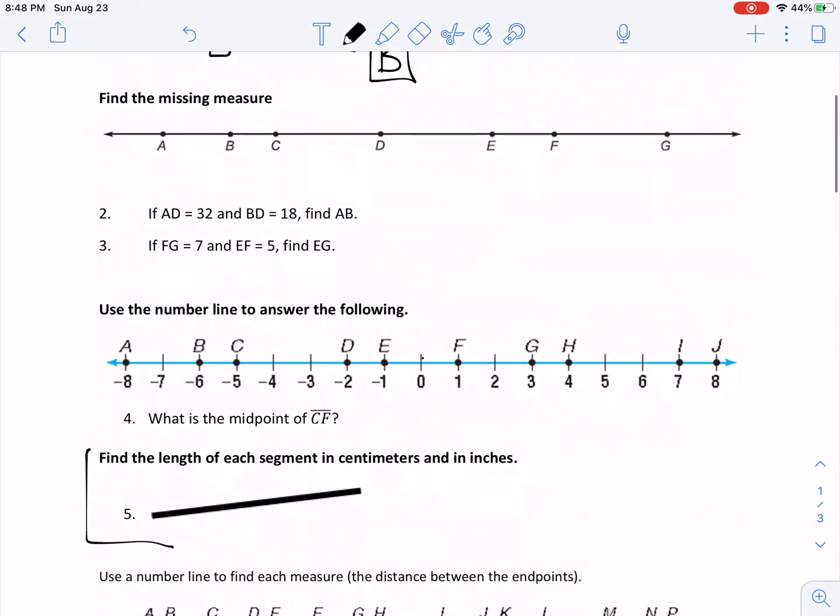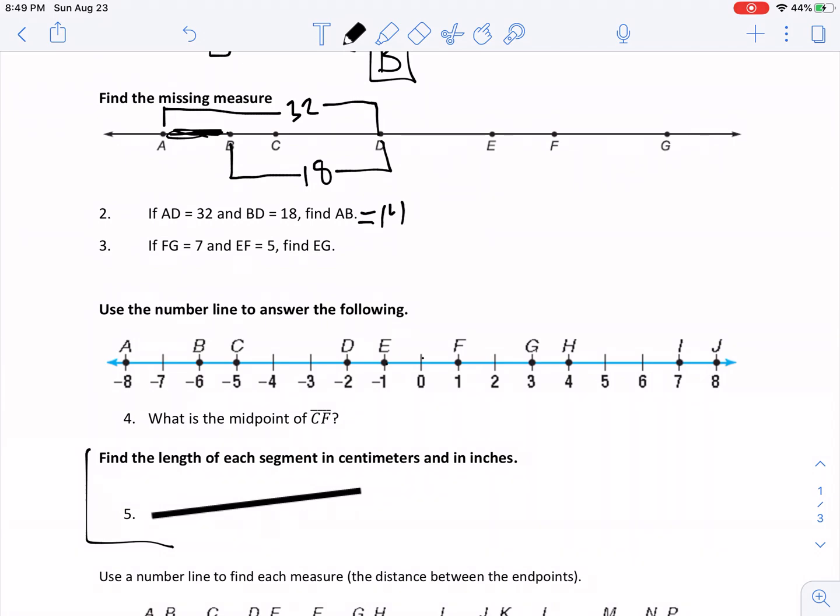Number 2 and 3, find the missing measure. So again, we're given distances. It's given us that AD is 32, BD is 18, and we want to find AB. Well, notice BD's distance falls within AD. So we could think about this logically for a second and say, if I take the total distance minus BD's distance, isn't AB the only thing that's going to remain? Well, yeah, we could take 32 minus 18 and we would find that AB is 14.